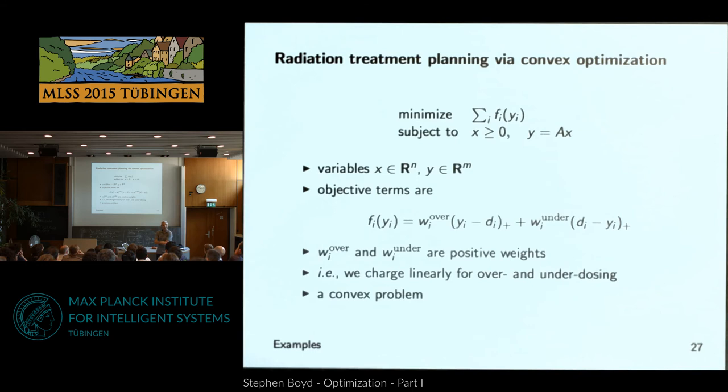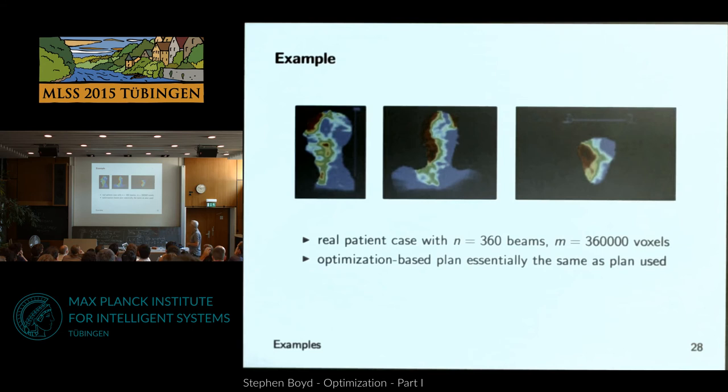So here's an example. Actually, this is a real one. So this is a problem with 360 beams and a third of a million voxels. And this shows the actual optimal yi with some fiddling with the weights, right? And these are, of course, slices of a 3D thing. Okay, so these are the slices.